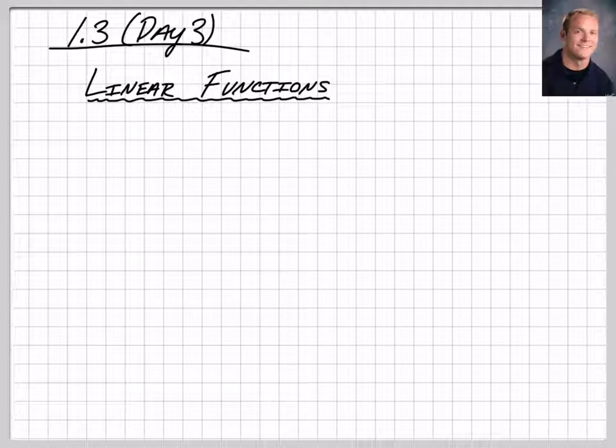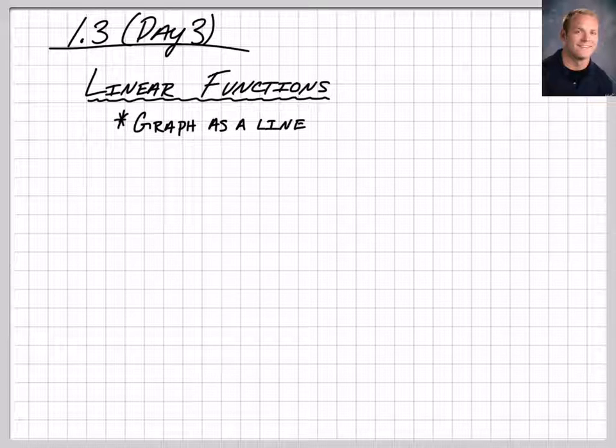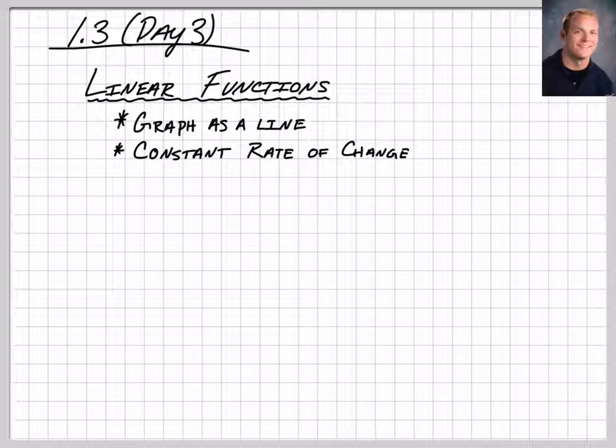Okay, so what are some big things we know about linear functions? The first one, the graph makes a line. So for linear functions, we know the formula. It has a slope, it has an intercept, and those are characteristics of a line. The other thing we know for sure is it has a constant rate of change. And remember, rate of change is really just a fancy way to say slope. So it has a constant slope.